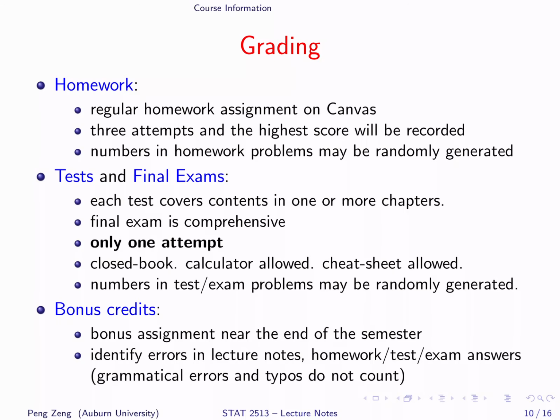Near the end of the semester, I will give a bonus assignment. This is an opportunity for students to make up their grades. The bonus credits are available to all students. In addition to that, if you can identify any errors in the lecture notes, homework, and test and exam answers, I will give you bonus credits. However, the credit only goes to the first student who reports the error. Notice that the grammar errors and typos do not count.